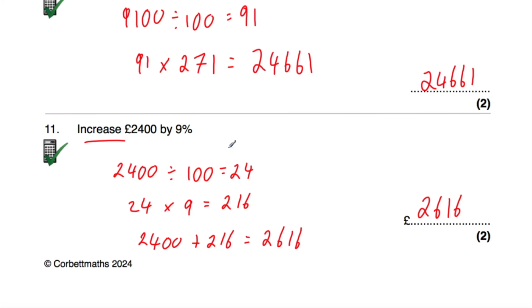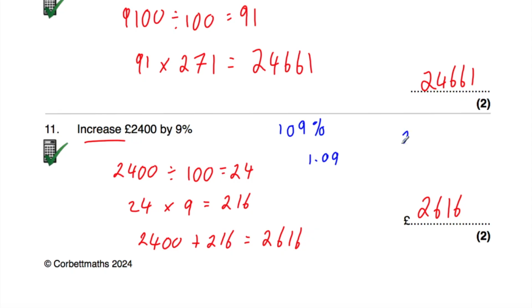So that's one approach. Another approach is to use a multiplier. So if we want to increase something by 9%, well, we start off with 100%. If you increase it by 9%, you then have 109%. And 109% as a decimal number, so to change from a percentage to a decimal, you just take the number, which is 109, and then you just divide it by 100, which is 1.09. So 109% is 1.09. So if you multiply something by 1.09, you increase it by 9%.